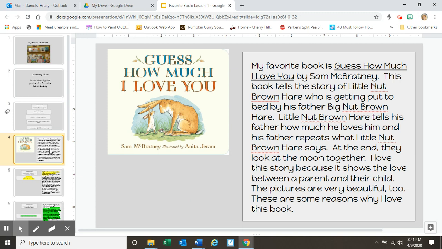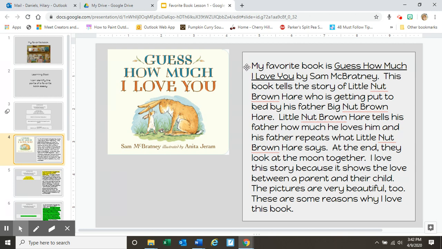This is my favorite book essay for a book called Guess How Much I Love You. This book was my daughter's favorite book when she was a little girl, and we read it as a bedtime story almost every night. As I read my essay to you, think about: where did I write an introduction? Where did I tell what the book was about? Where did I give reasons to support my opinion? And where did I write a conclusion that stated my opinion in a different way?